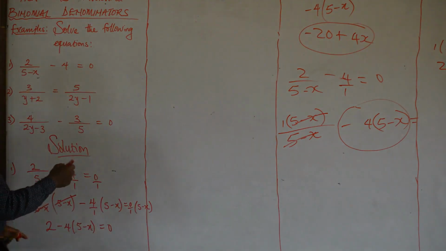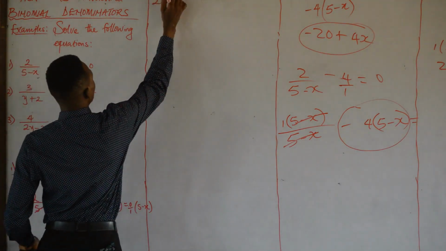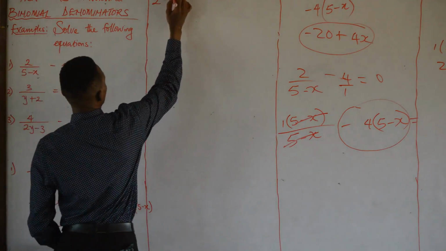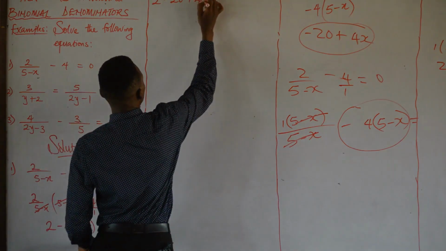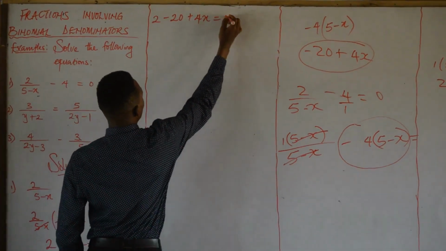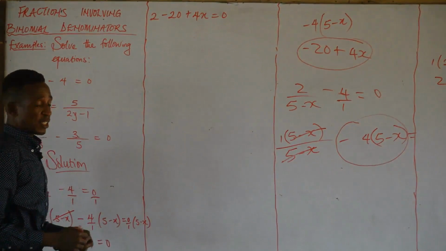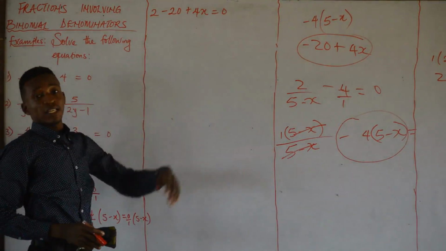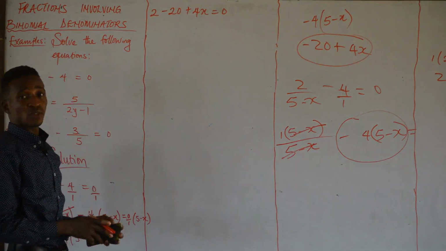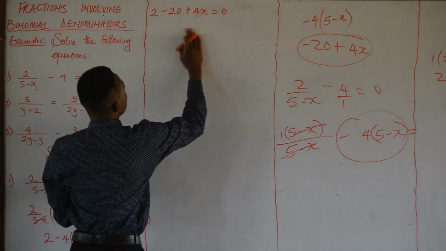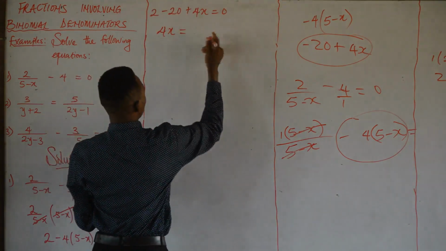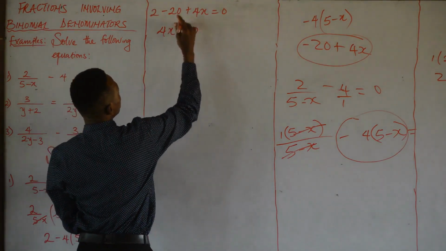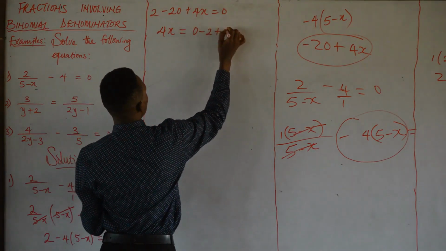When you open the brackets, you are going to be having 2 minus 20 plus 4x. Everything equals 0. So when we got to this stage, I said we have gotten a linear equation. So what we just need to do is collect our like terms. When you are collecting the like terms, don't forget to put the algebra on the left hand side. All the numbers go to the right hand side. That's 0 minus 2 plus 20.